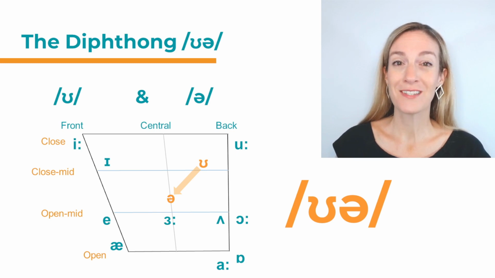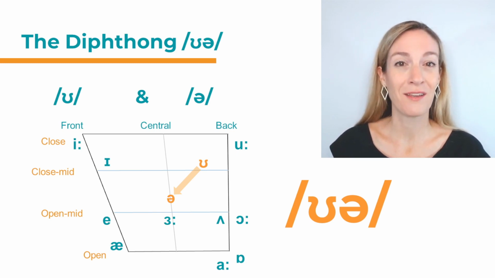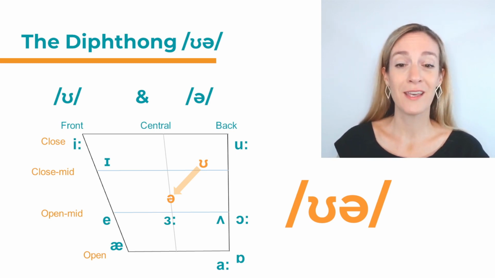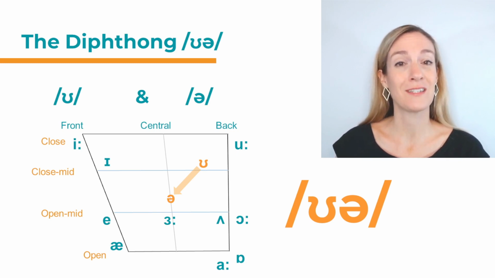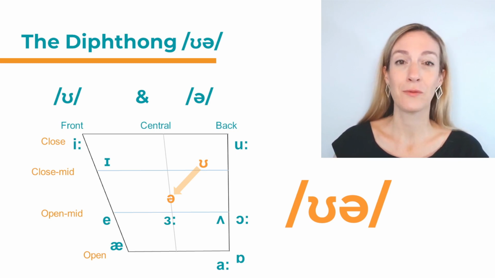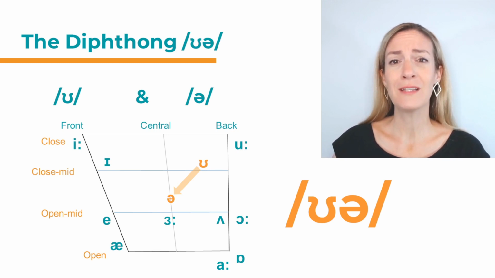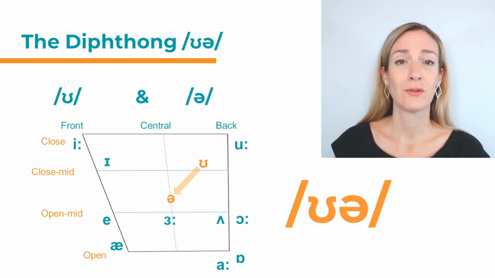And if you've watched some of my other videos on the diphthongs in English, you know that there is an opposite sound where we start at the schwa, and we go to U, and that is the diphthong in the opposite direction. So here we go exactly the opposite way.